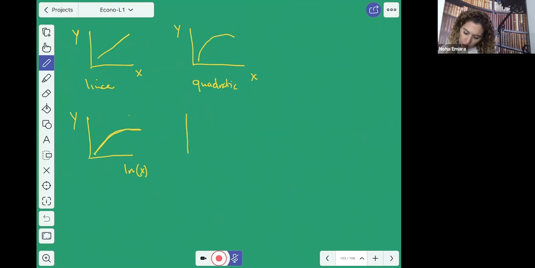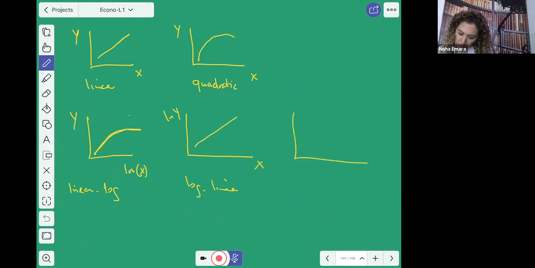Next, what about the log models? This is log linear, where y is in log and x is linear. It's actually very close to a linear shape. And the last one is the log-log model, where log in x affects log in y. This one again has some curvature.